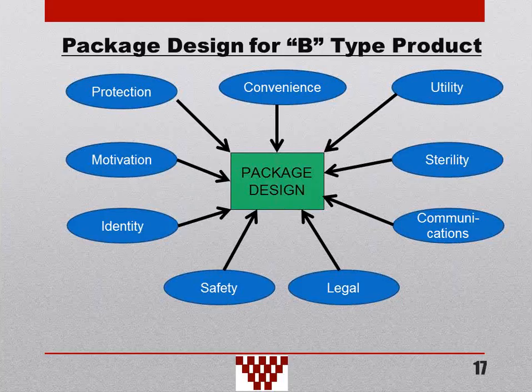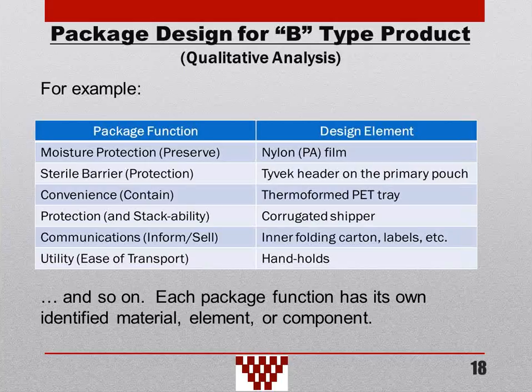So what does that mean for what I refer to as a B-type product, where qualitative analysis is involved in the process? Well, here are some examples. If your product has a moisture sensitivity, then you're probably going to want to use a film or a barrier of some sort. I just use nylon or polyamide film as an example. It's a very good moisture barrier.